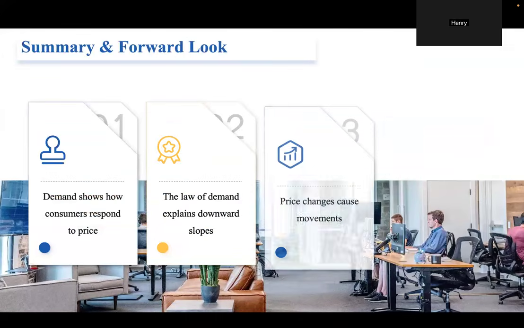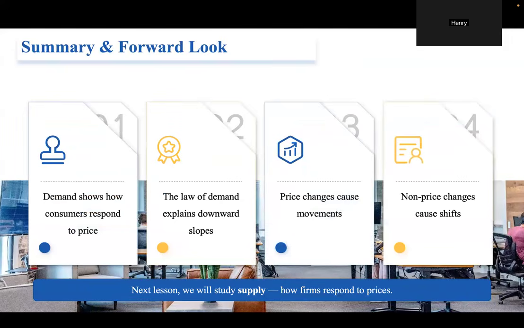Now, let's summarize. Demand is the quantity consumers are willing and able to buy at a given price. The law of demand states that price and quantity demanded are inversely related. This is explained by the substitution effect and the income effect. Demand curves show this relationship. Changes in price cause movements along the curve, and changes in other factors cause shifts of the curve.